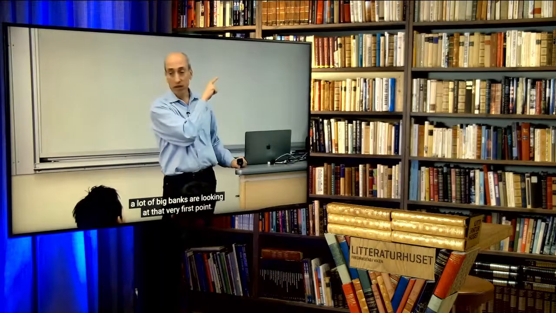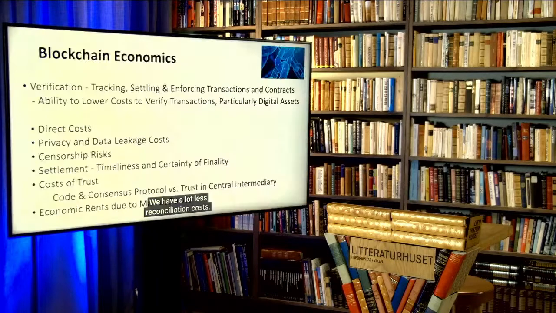And I would say in the permissioned blockchain space, a lot of big banks are looking at that very first point. We can just lower our direct costs of the back office. Stop there, straight and simple. We have a lot less reconciliation costs. Privacy and data leakage costs.